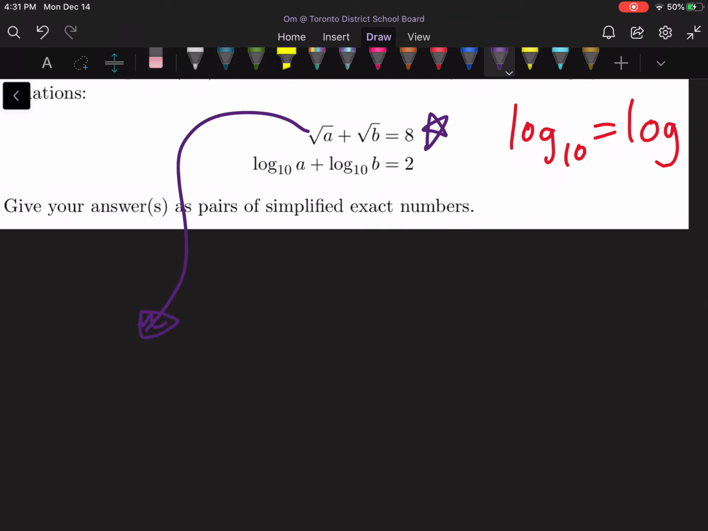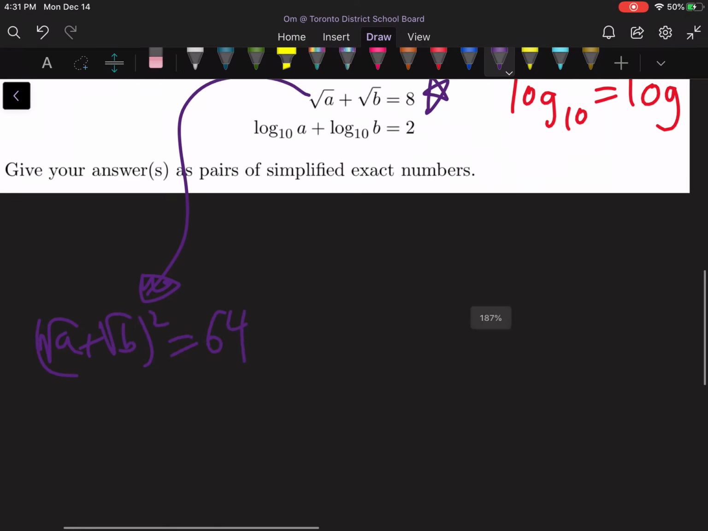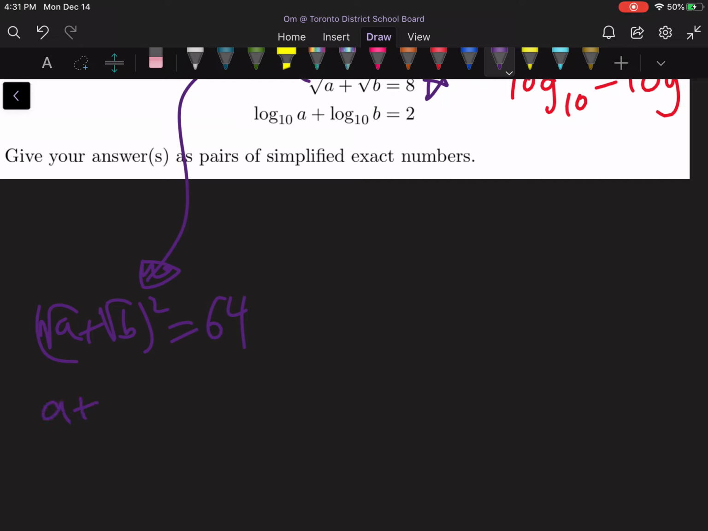So let's do that. Root a plus root b squared equals 8 squared, which is 64. The left hand side is a plus b plus 2 root ab equals 64. We can't really do anything now, right? But okay, let's move on to the next equation and see if we can manipulate that. Log a plus log b. If you remember from your log rules, this is the same thing as log ab.